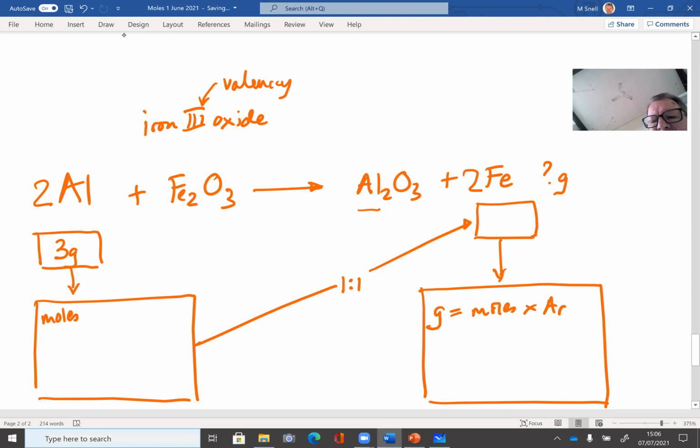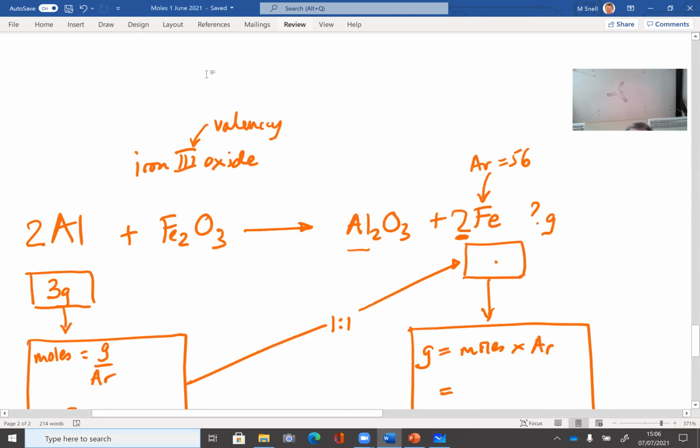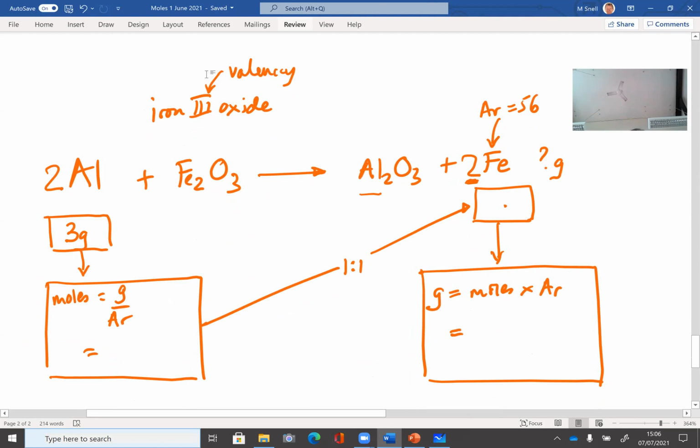Important, the AR of iron is 56. We do not worry about this 2, okay? We ignore that. So it is not 112, it's 56. So moles equals grams over AR here. You work out the moles here, and work out the mass here. I'll give you a moment to do that while I get ready for the experiment. I'll leave that there so you can see it, and then I will come back. I hope that you can see that okay.